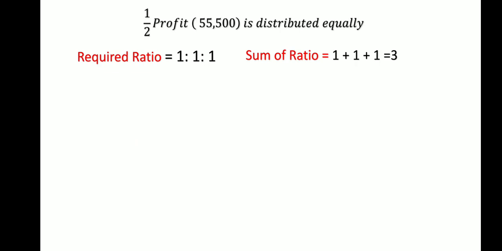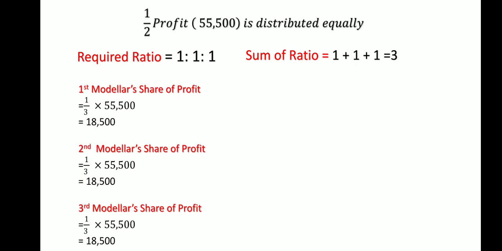Now the second part. Half the profit, that is 55,500, is distributed equally. That means in the ratio of 1:1:1. That gives us a sum of 3. So all the three partners will get an equal share, that is 18,500, 18,500 and 18,500. Now this is the second part of the profit.